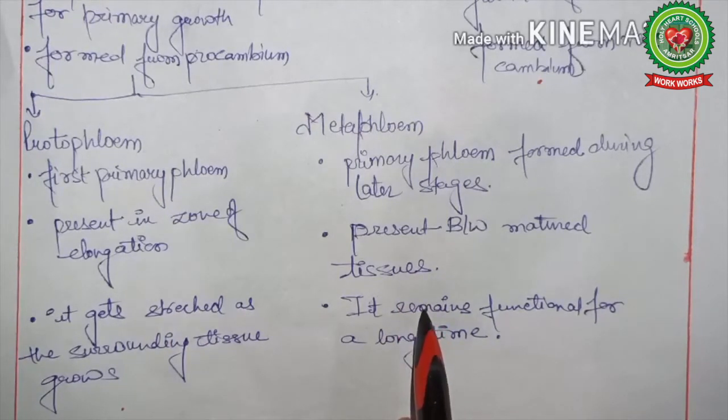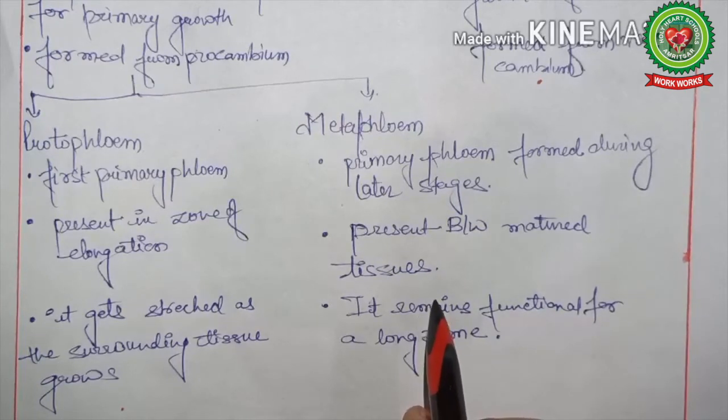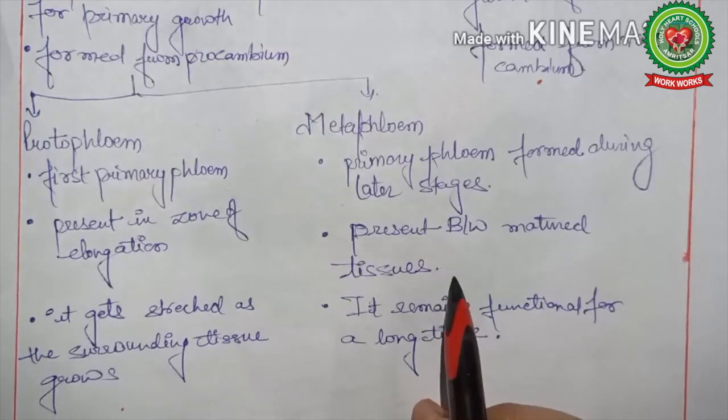functional for a long time, may occur throughout the life in the case of monocots and herbaceous dicot plants, but becomes non-functional in the case of dicots after the formation of wood, that is, during secondary growth.